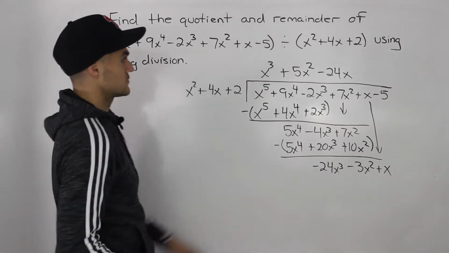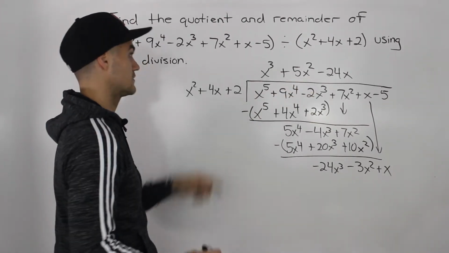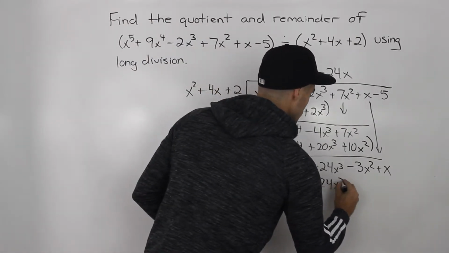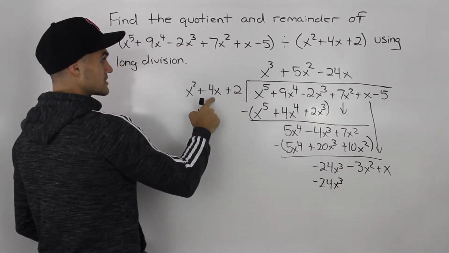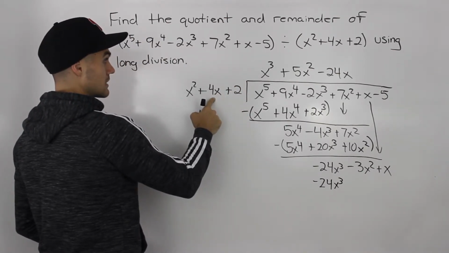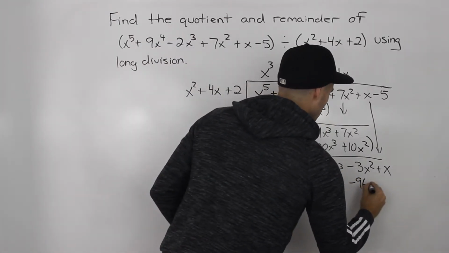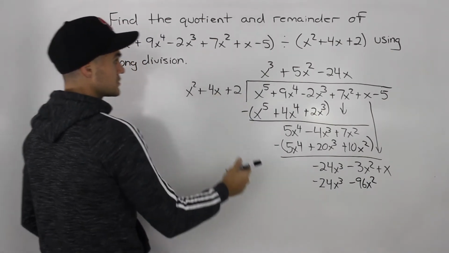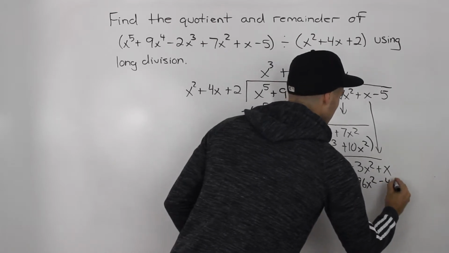So then what we do is we take this negative 24x, multiply it by all the terms in the divisor. So we would end up with negative 24x cubed. Negative 24x times 4x would give us negative 96x squared. And then negative 24x times 2 would give us negative 48x.